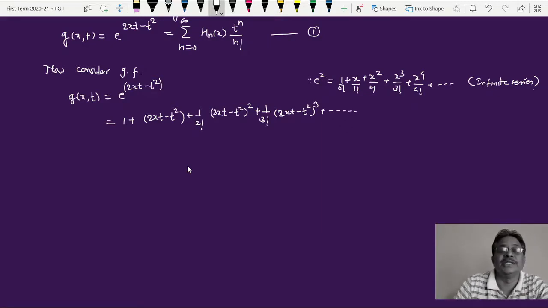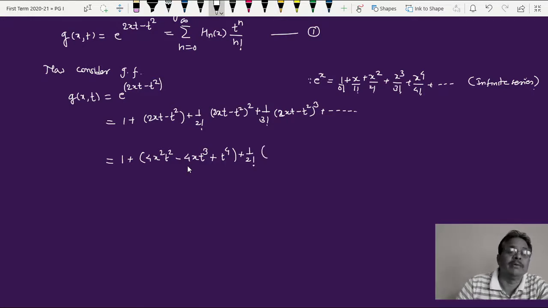Now just expand the first two. There is no need to go for these terms. I can expand this: 1 plus, now this gives me 4x square t square minus 4x t cube, the product in between, and plus t raised to 4th. This is the first expansion. Plus 1 upon 2 factorial in the denominator, and sorry, this is not needed here. It is okay, I'll scratch this. Don't take this statement.